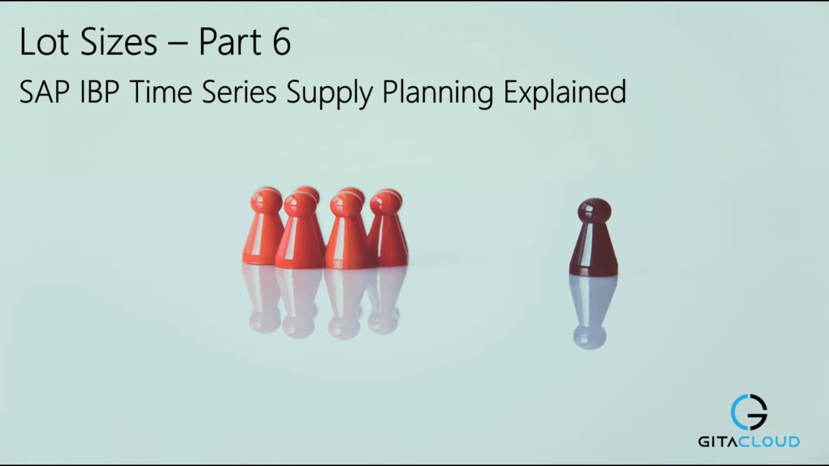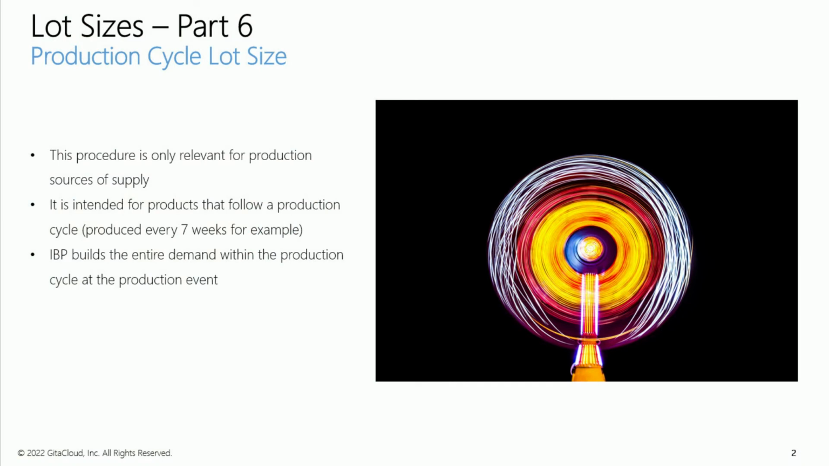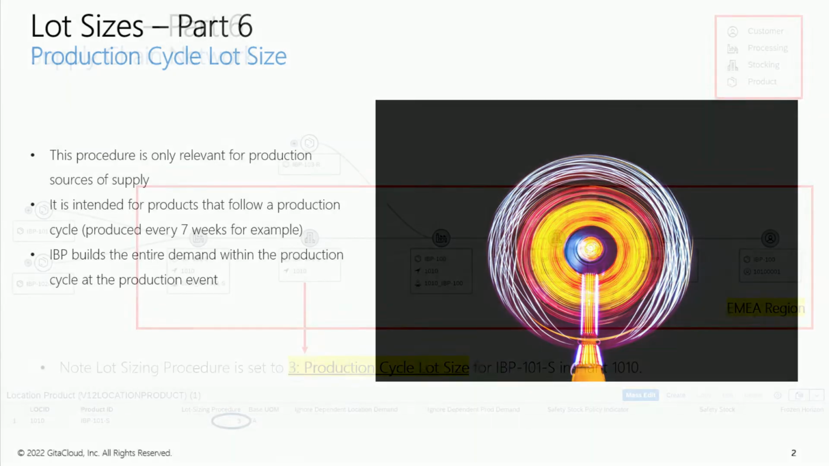This is part 6. It explains the production cycle lot size procedure, as well as lot size parameters. Production cycle lot size procedure is relevant for products that are produced with a set frequency, for example, produced every 7 weeks. Demand within the production cycle are covered by a single production event.